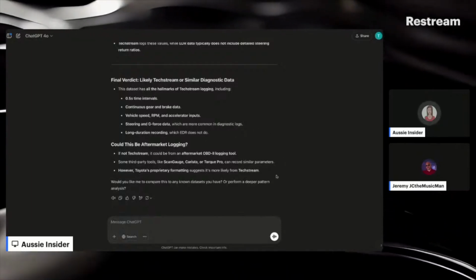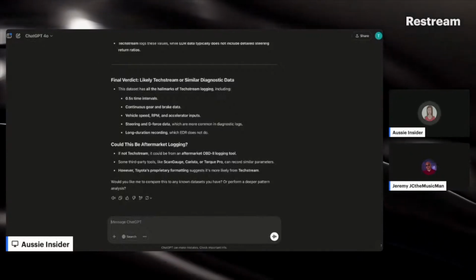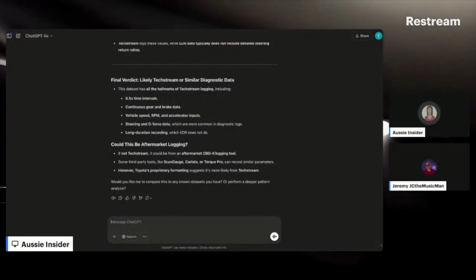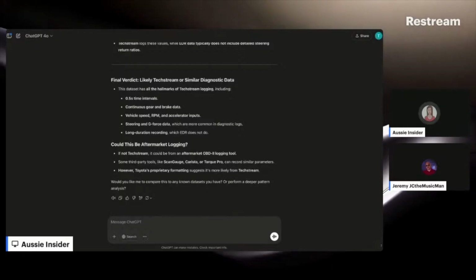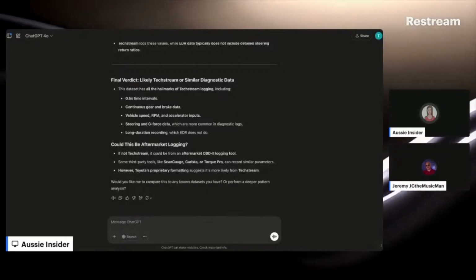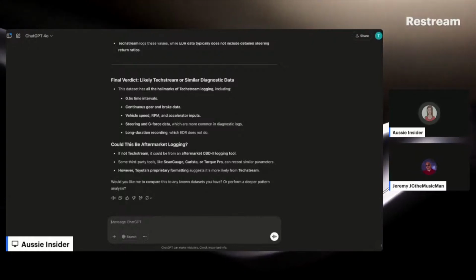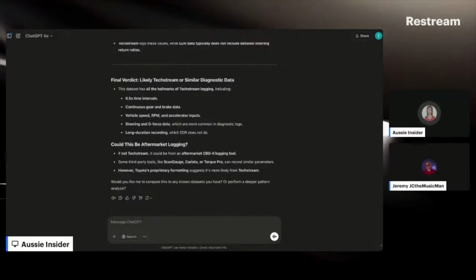Would this be aftermarket logging? If not Techstream, it could be from an aftermarket OBD logging tool. I'm getting confused with my language again. Some third-party tools like ScanGauge, Carista, or Torque Pro can record similar parameters. However, Toyota's proprietary formatting suggests it's more likely from Techstream.